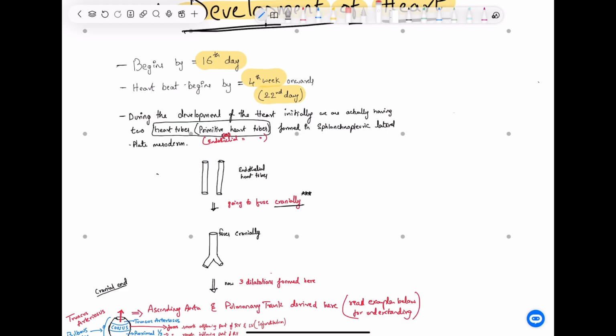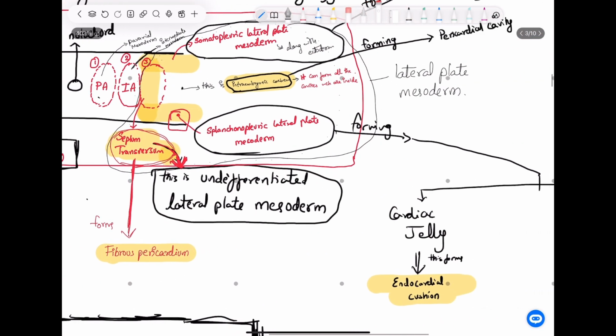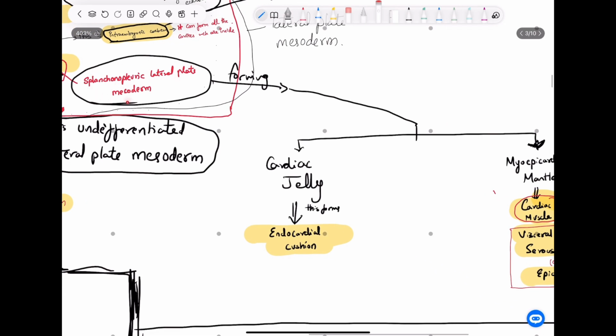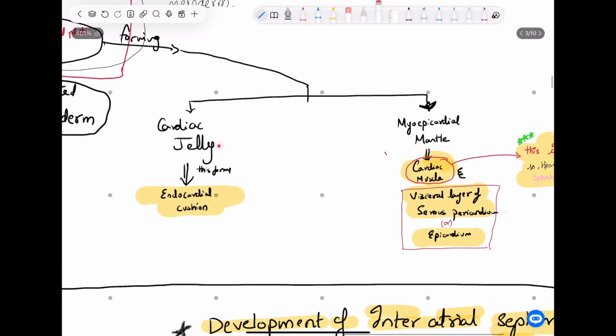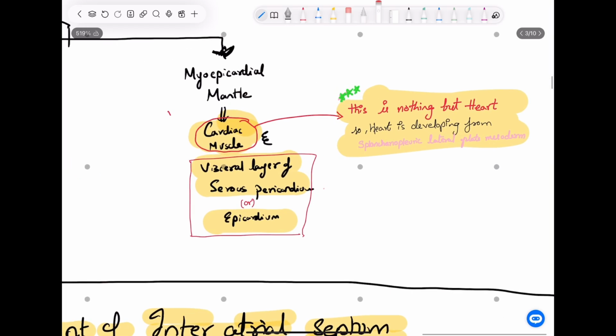They are also called primitive heart tubes or endothelial heart tubes. These primitive heart tubes form in the splanchnopleuric lateral plate mesoderm. We had already talked about this in a previous video. Here you can see the splanchnopleuric lateral plate mesoderm forms cardiac jelly, which forms the endocardial cushion, and the myoepicardial mantle, which forms myocardial muscle and the visceral layer of serous pericardium. Cardiac muscle is in turn nothing but the heart. So the heart is developing from the splanchnopleuric lateral plate mesoderm.